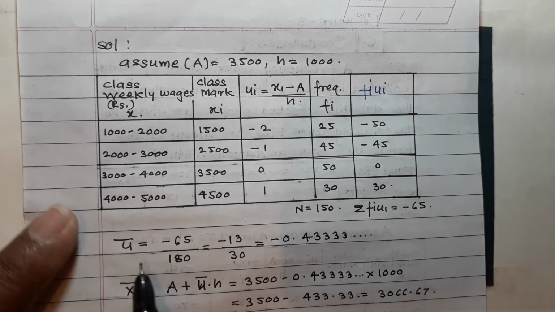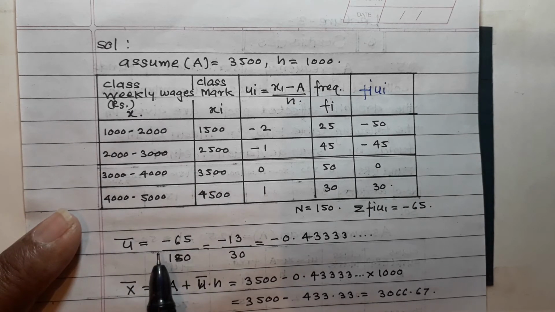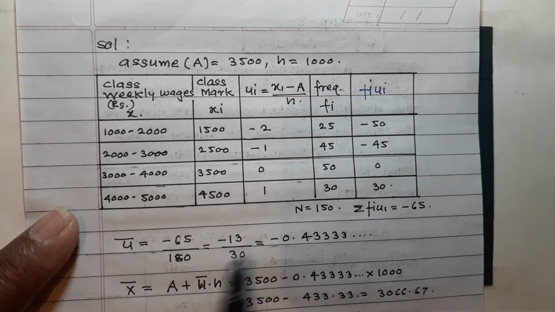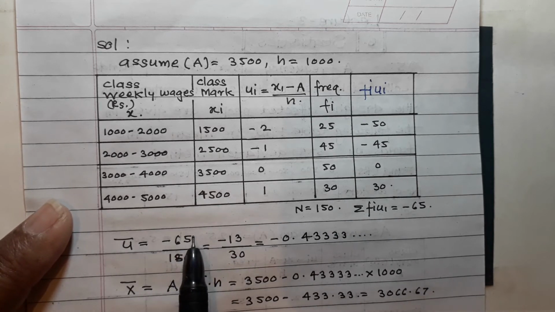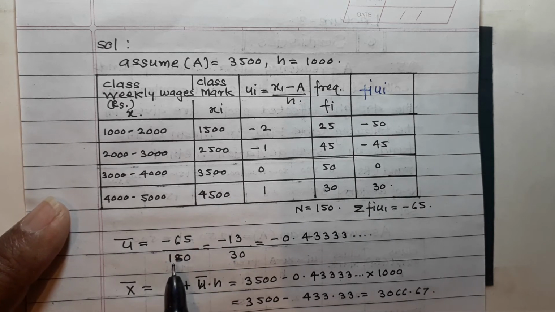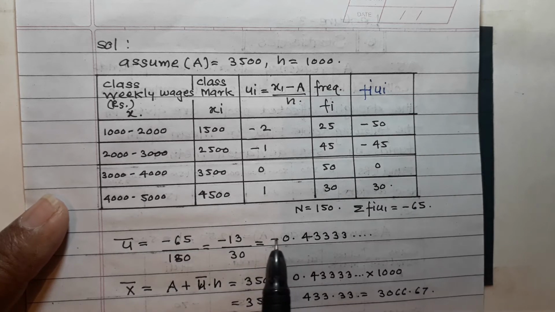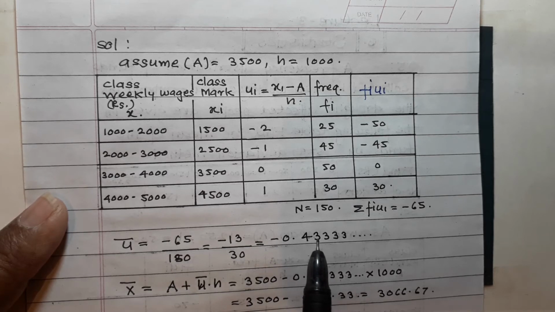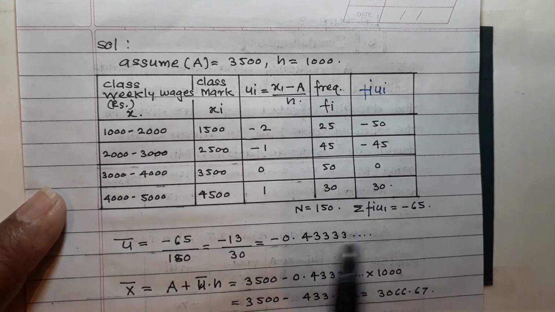And then find u bar. u bar is equal to sigma fiui upon n, so minus 65 upon 150 is equal to minus 13 upon 30, and is equal to minus 0.43333. So here the denominator is 3, and therefore you won't get a perfect or complete division.